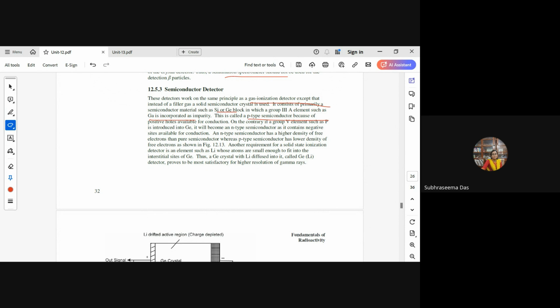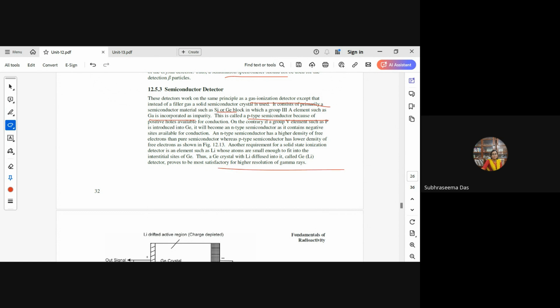On the contrary, if we use elements like phosphorus, when it is introduced in Ge, it becomes an N-type semiconductor because it contains negative sites for conduction. An N-type semiconductor has a higher density of free electrons than P-types, and P-types have a lower density of free electrons. Another requirement for a solid state ionization detector is an element such as lithium, whose atoms are small enough to fit in the interstitial sites of Ge. Thus, a Ge crystal with Li diffused into it, called a Ge-Li detector, has been most satisfactory.